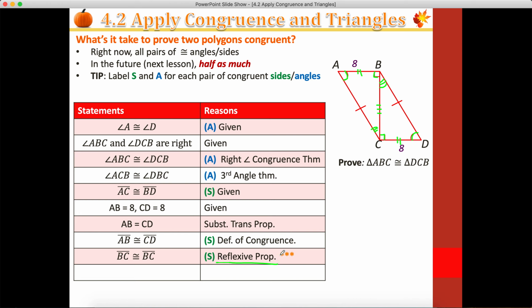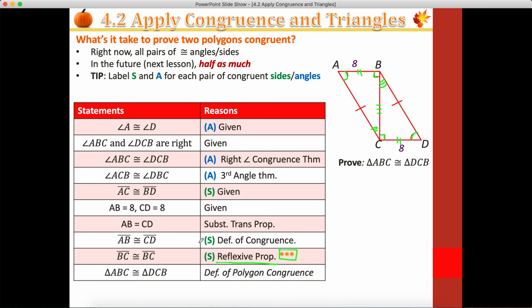That's a big deal. The reflexive property is going to show up in proofs like this whenever there's some shared segment or angle between the two, usually triangles, that we're going to try to show congruent. So be very aware of shared things implying the reflexive property is going to be used. And also know that in the future, once we do our shortcuts, if I ask you to do a proof, it's going to be about half as long as this. But anyway, at this point, we got the 3 angle pairs, we got the 3 side pairs.